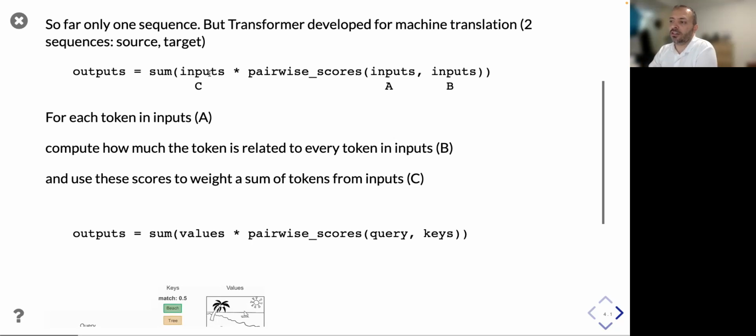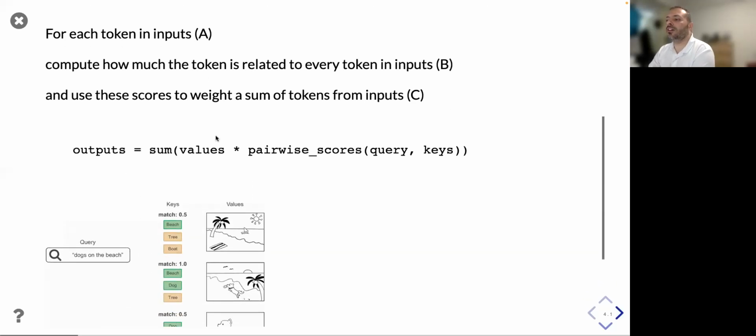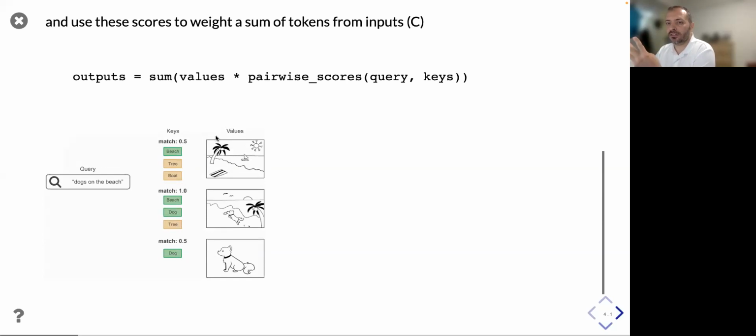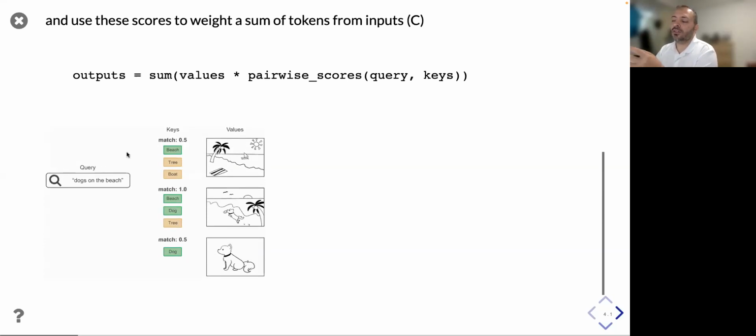So for each token in input A, we compute how much the token is related to every token from input B. And then we use these scores to weight the sum of the tokens of input C. This is an example of how we can see these 3 different inputs. So let's say we have a search engine where we search for photos, so for images.